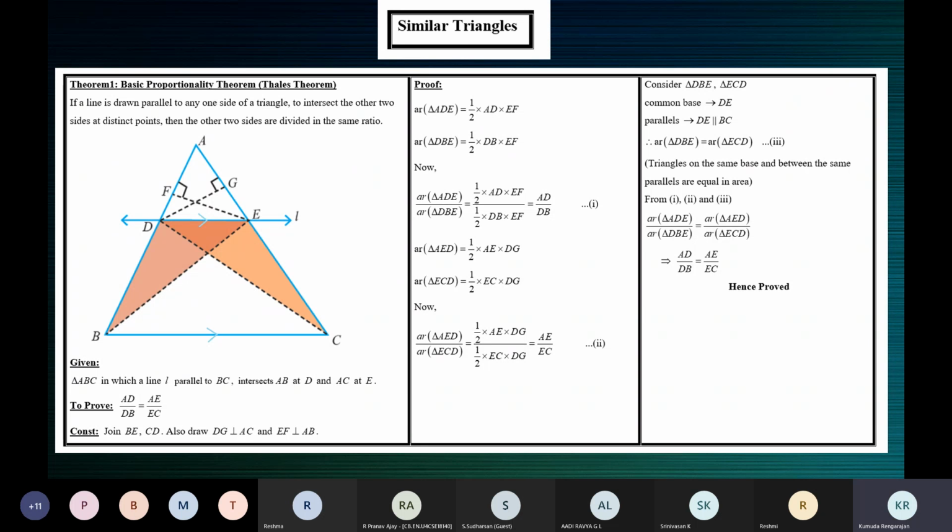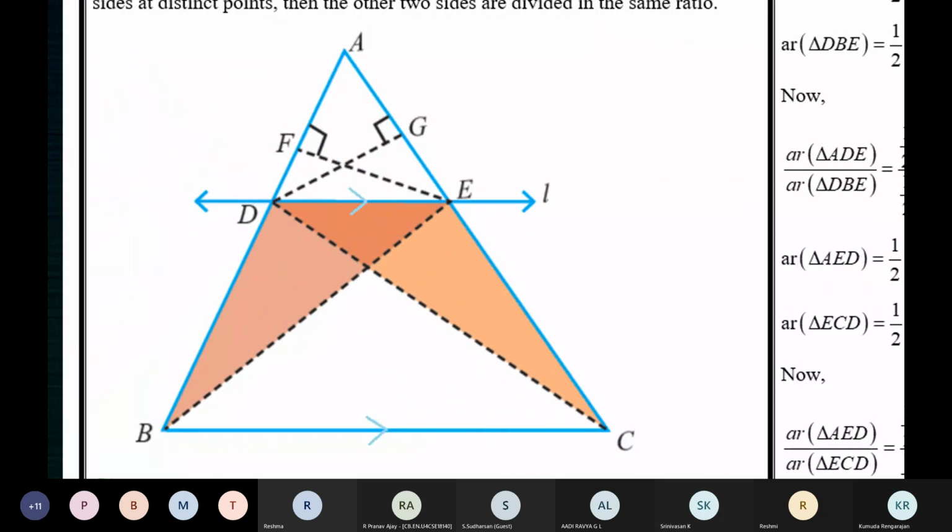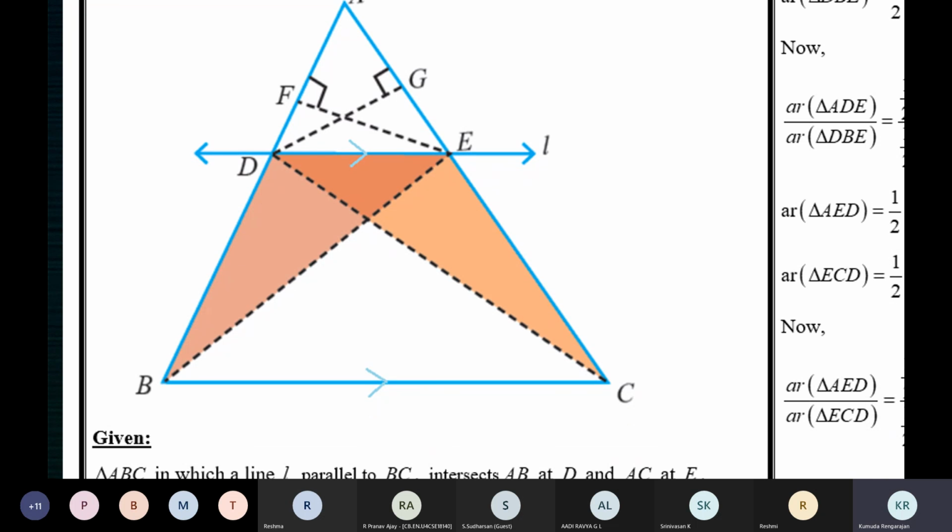Shall we recall this theorem, children? No replies. Fine. Tell me, children, what is given, what is the construction, and what is the proof? And before all that, state Thales theorem or state basic proportionality theorem. Who can state the theorem?